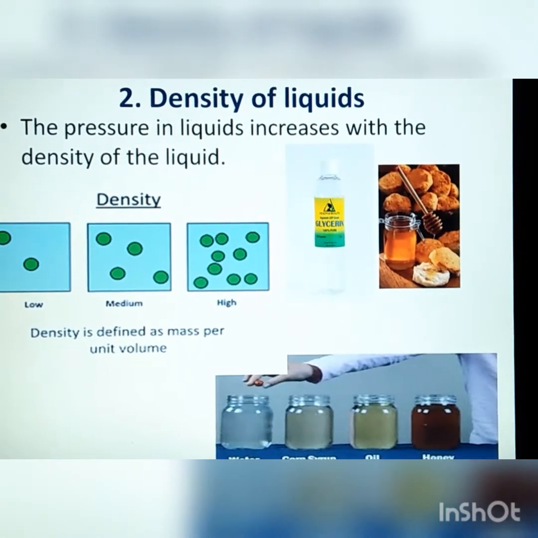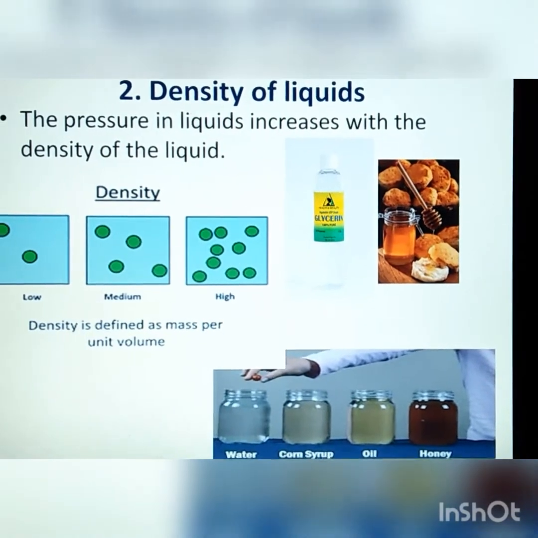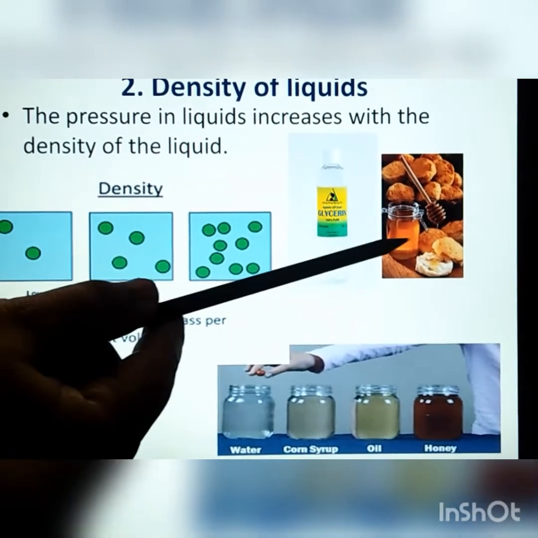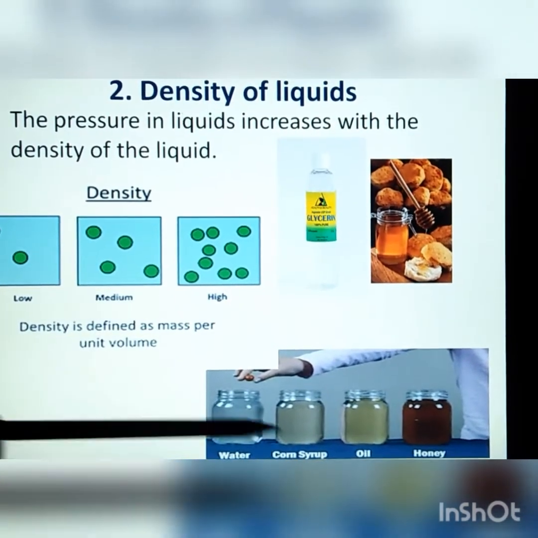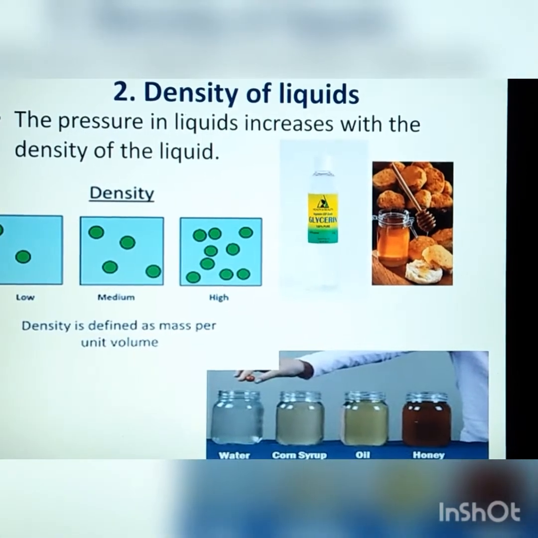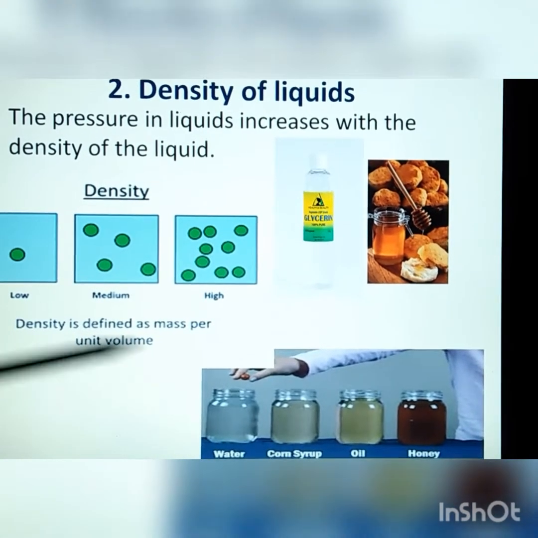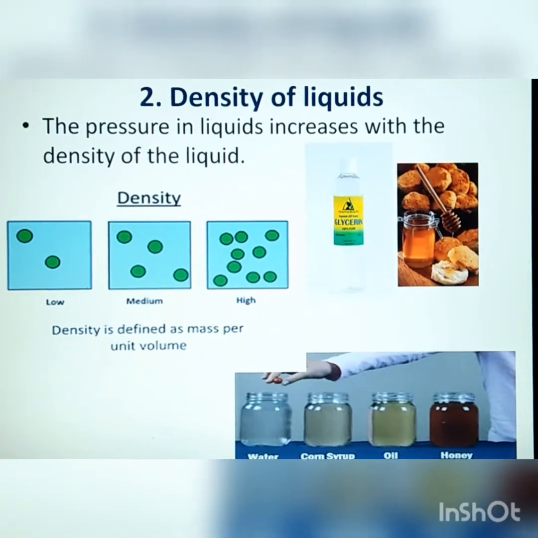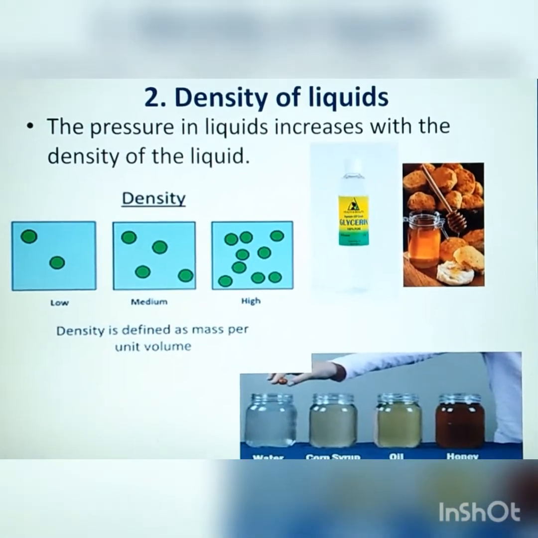Why? Because they are denser than water. They have more number of molecules in their square centimeter. So glycerine and honey are denser than water and corn syrup. These are the different densities of the liquids as they are arranged. Now density is defined as a mass per unit volume. In simple terms, denser liquids have more number of molecules in them in a small space.